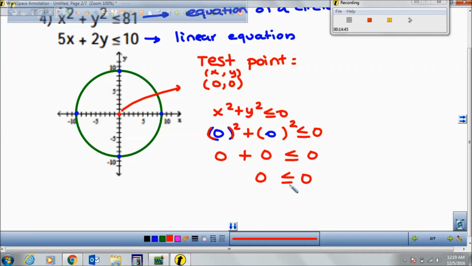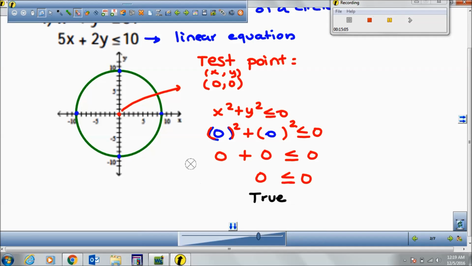So you need to ask yourself, is 0 less than or equal to 0? It may not be less than, but it's equal. You have the option of this number on the left side being equal to the one on the right side. So therefore, it's satisfying the inequality, it's true. So the solution for this circle is going to be shading the inside of the circle. So I'm going to select this.